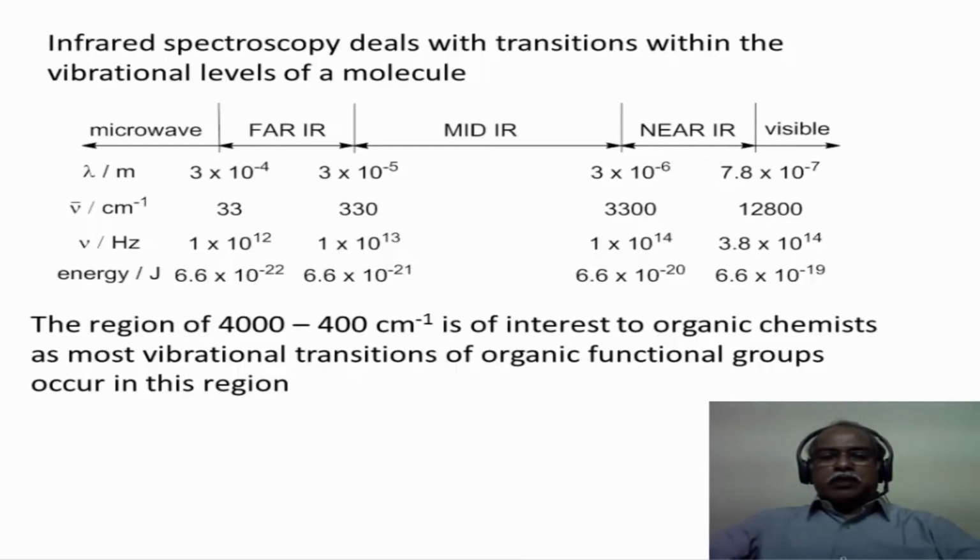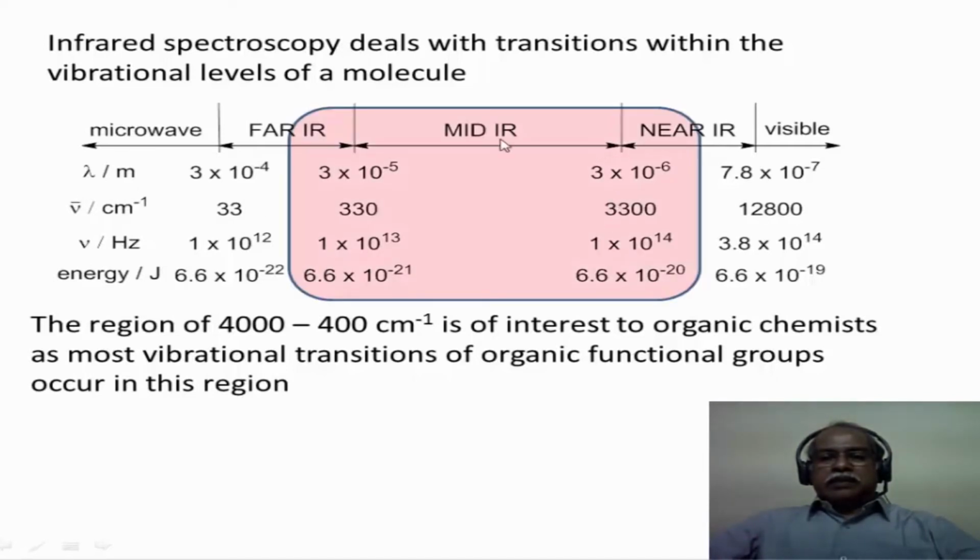In terms of the energy per photon, this is a very low energy irradiation, 6.6 × 10 to the power minus 21 to 6.26 × 10 to the power minus 20 joules is the energy per photon of this kind of infrared radiation. Traditionally, in infrared spectroscopy, the energy scale is plotted as wave numbers instead of frequencies or wavelengths, for example. Now, the highlighted region is of special interest to the organic chemist, falling between 4000 inverse centimeter to 400 inverse centimeter, and typically all the functional groups can be detected in this particular region.